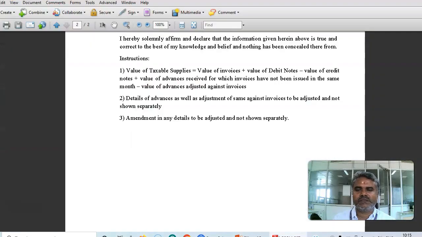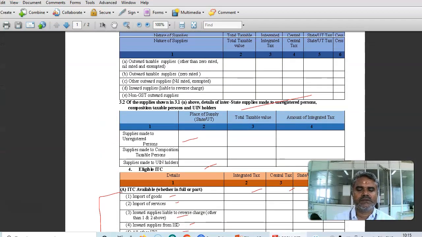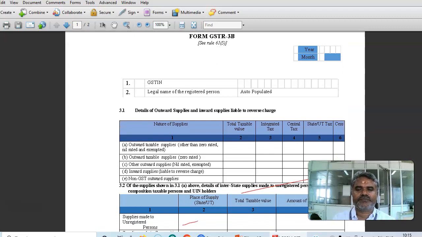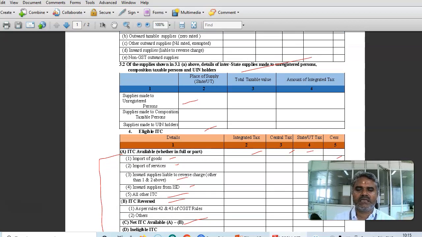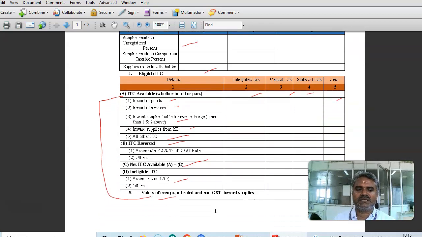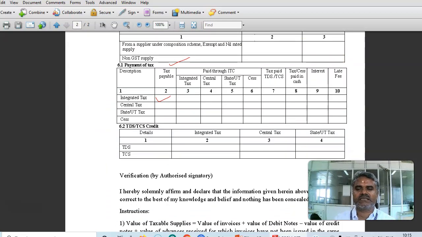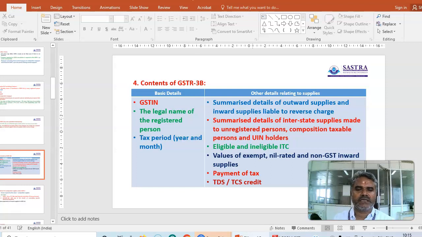Form 3B, you see, yes, this is Form 3B. GSTR outward and inward supplies, ITC reversed, everything, payment of tax, TDS, TCS, credit. So this is what is available in GSTR 3B, okay, you see.